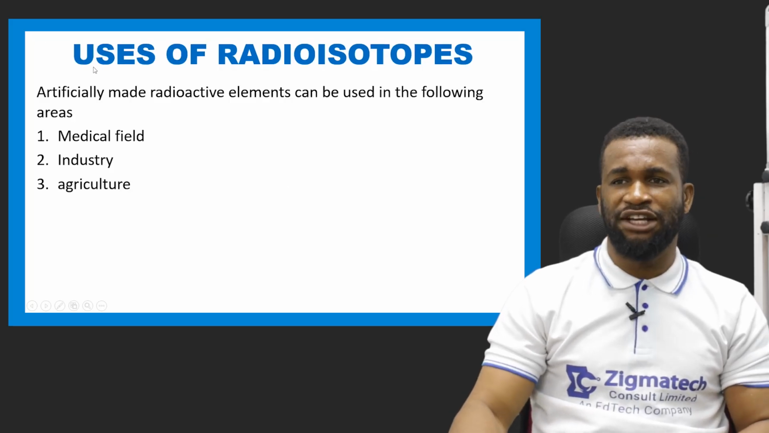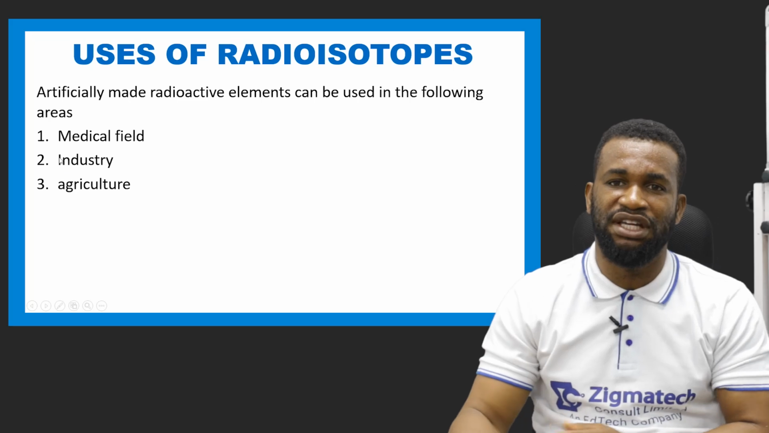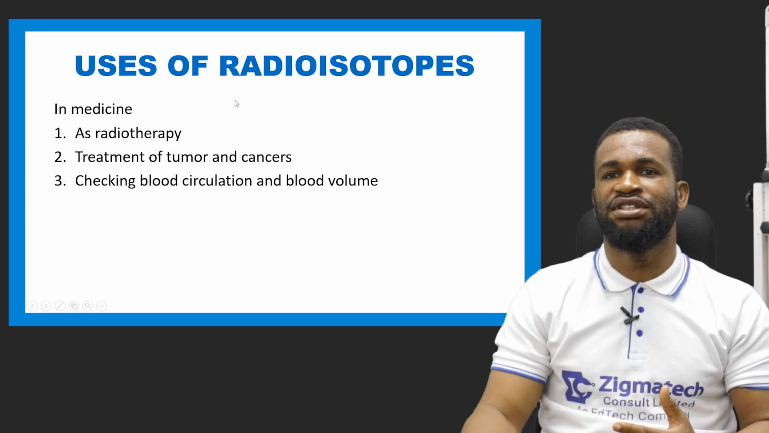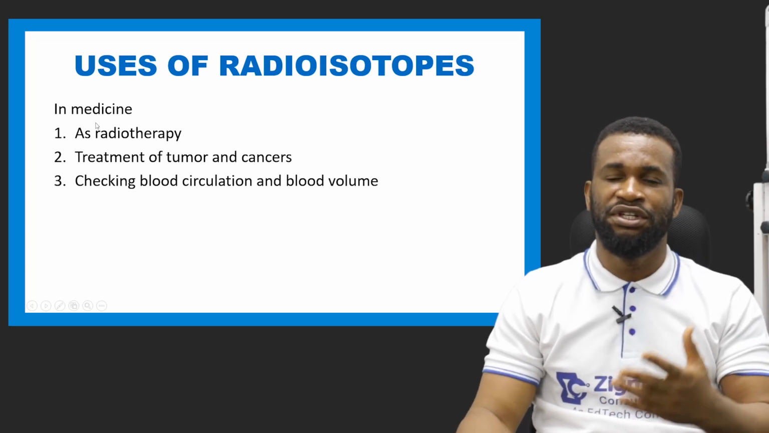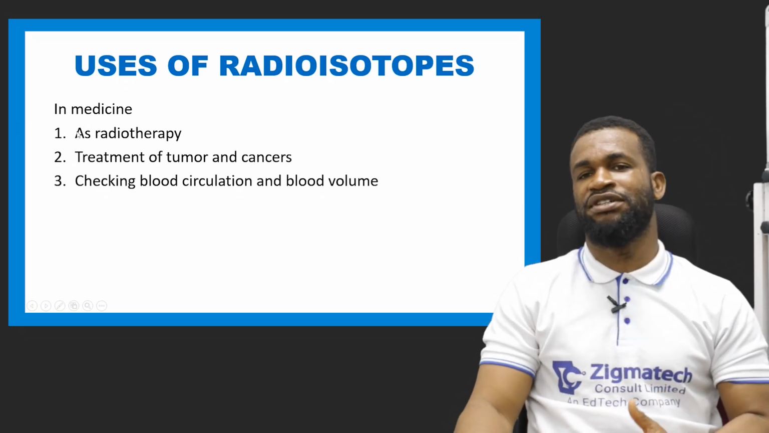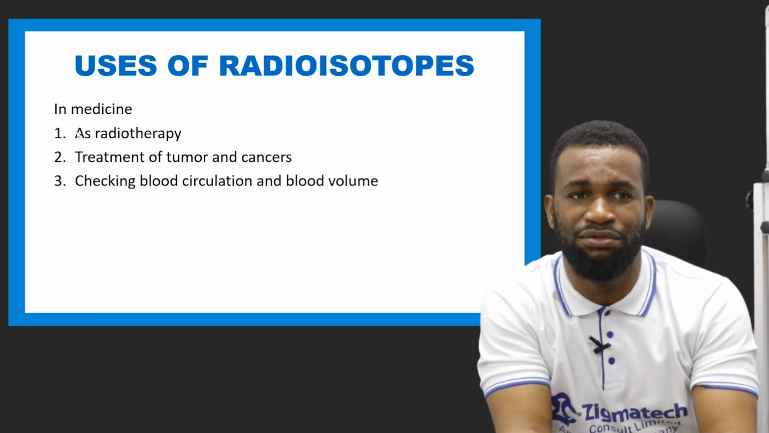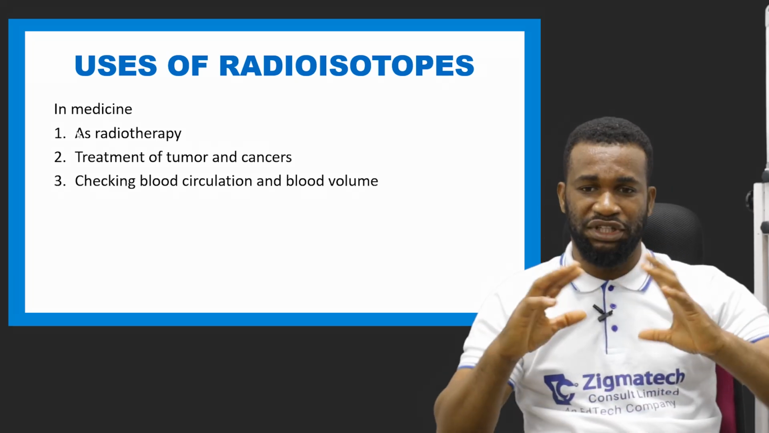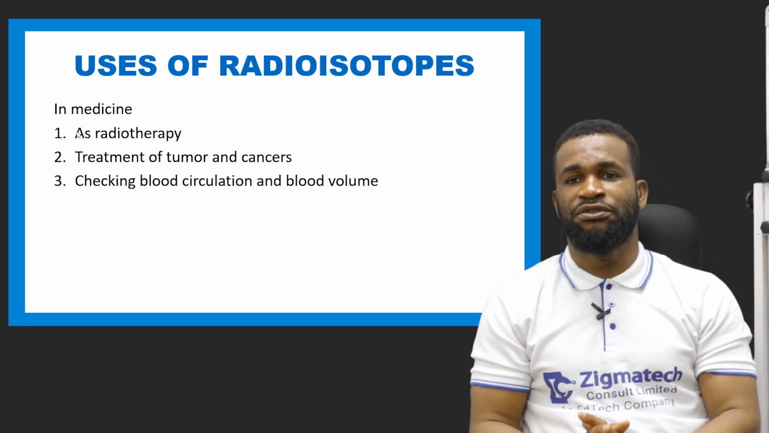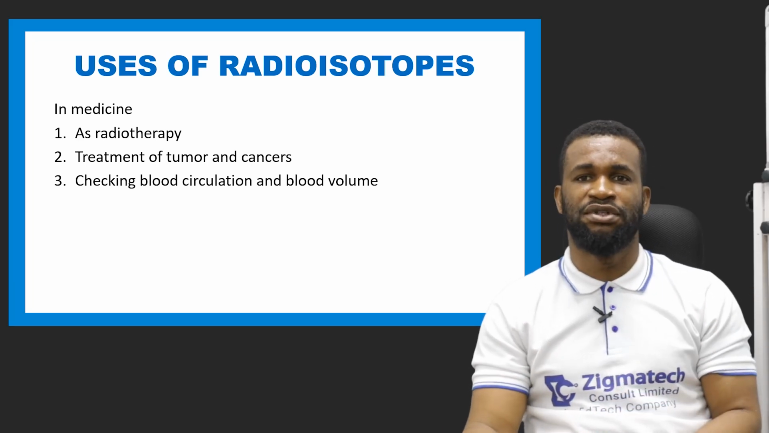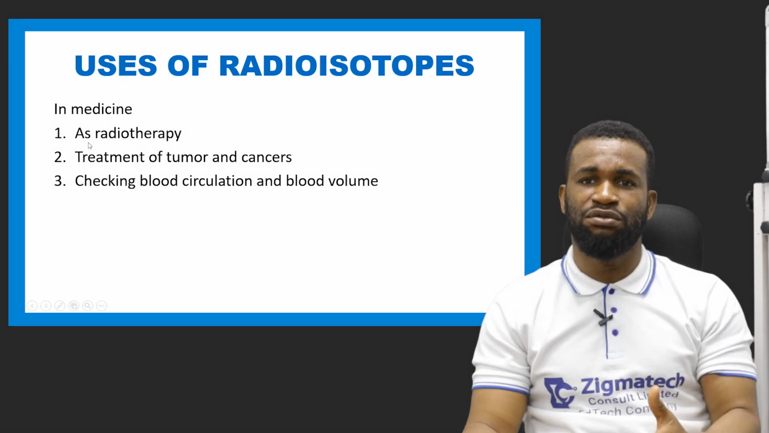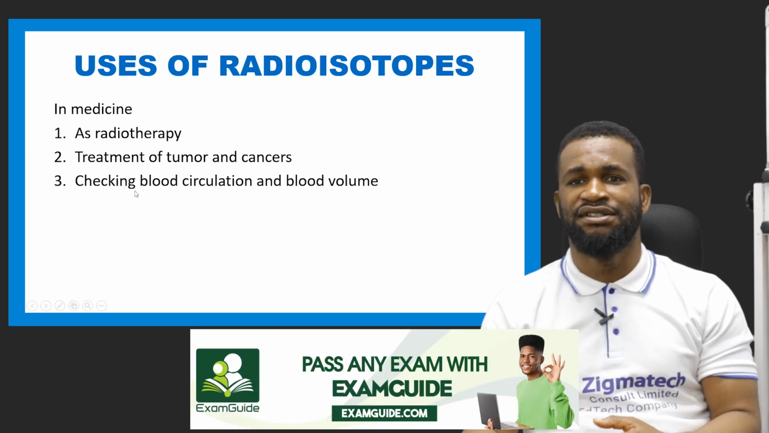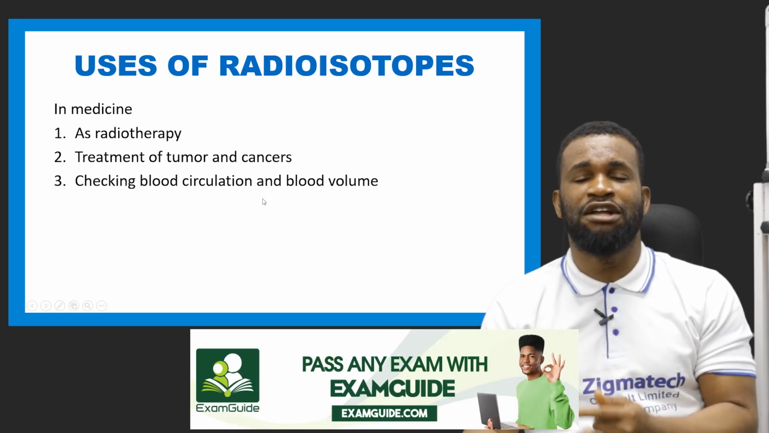Now, uses of radioisotopes, what are their uses? They can be used in the medical field, in industry, and in agriculture. What is the use of radioisotopes in the medical field? That is why there is a branch of physics these days we call medical physics, whereby people study the behavior or biological aspects of human beings using physics principles. As a result of that, it has given birth to radiotherapy, treatment of tumor and cancer, and checking of blood circulation and blood volume.